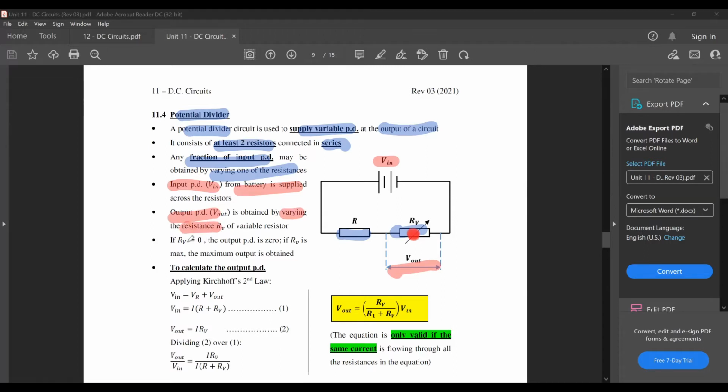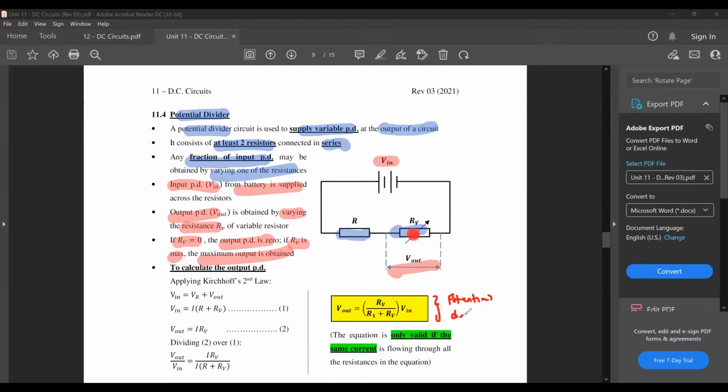What we'll tell you is that if your variable resistance is 0, your output PD is 0. If your variable resistance is max, then you have maximum output PD. Okay, but what you're interested to know is how to calculate out the PD. So this is where you need to use one particular equation called the potential divider equation.